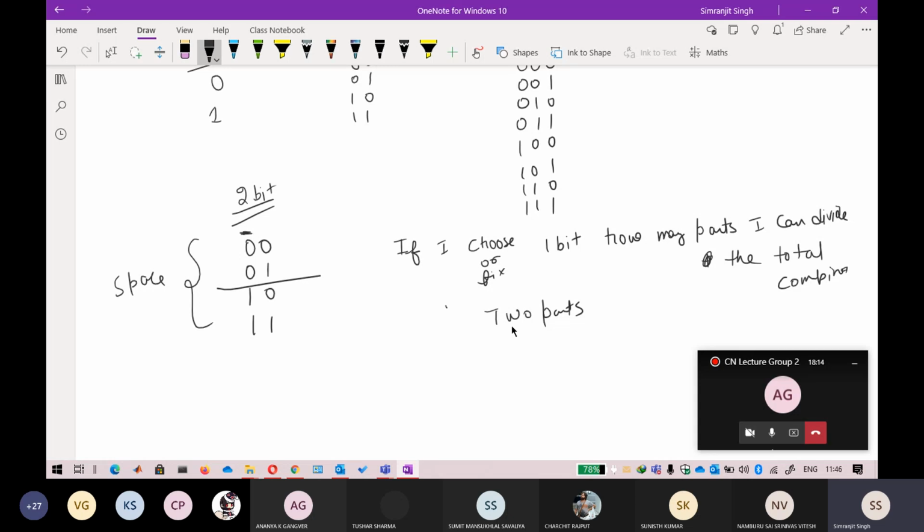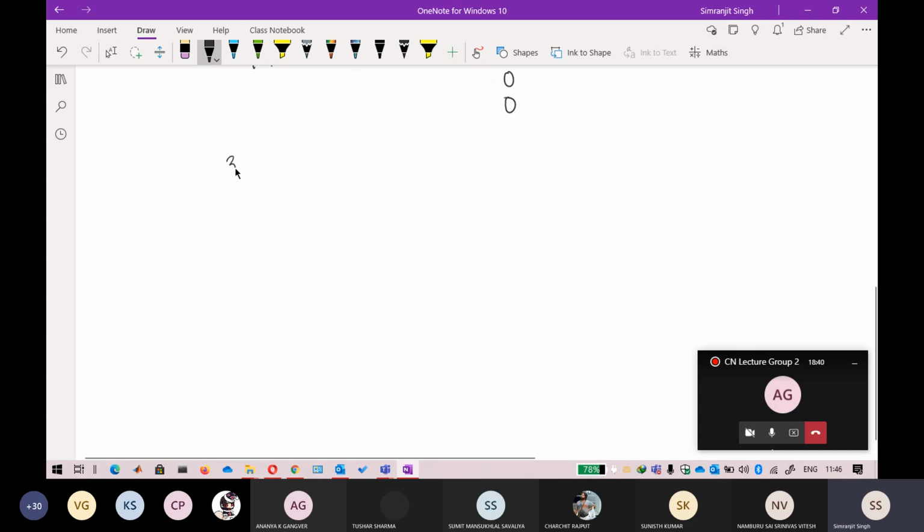Two parts mean that the first bit of the first part is 0, and this is your second part. The two parts are divided in such a way that the first bit of the first part contains 0, and the first bit of the second part contains 1. In a similar way, let me extend this example to 3 bits. What is 3 bits? 0 0 0.